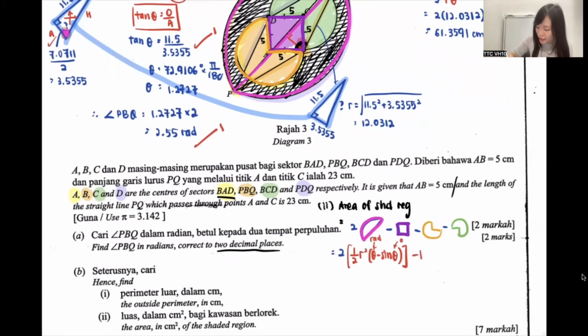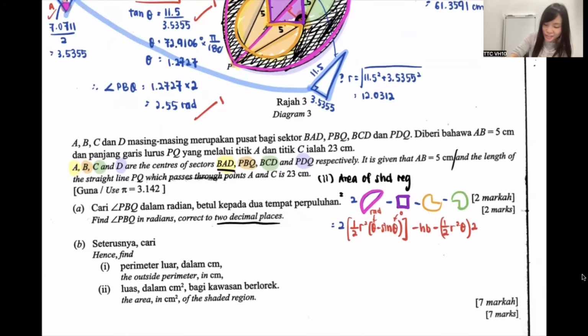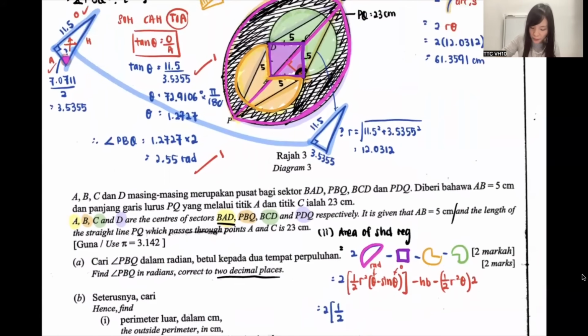Square is height times base. This one is what? Sector. Sector formula is always 1/2 r squared theta. This one is also a sector. Actually, these two sectors are the same size, so we can straight away times 2. They are really the same size. So now, let's try to substitute. Inside, 2 times 1/2. What is the r for the pink color one? I hope you guys know the pink color one.